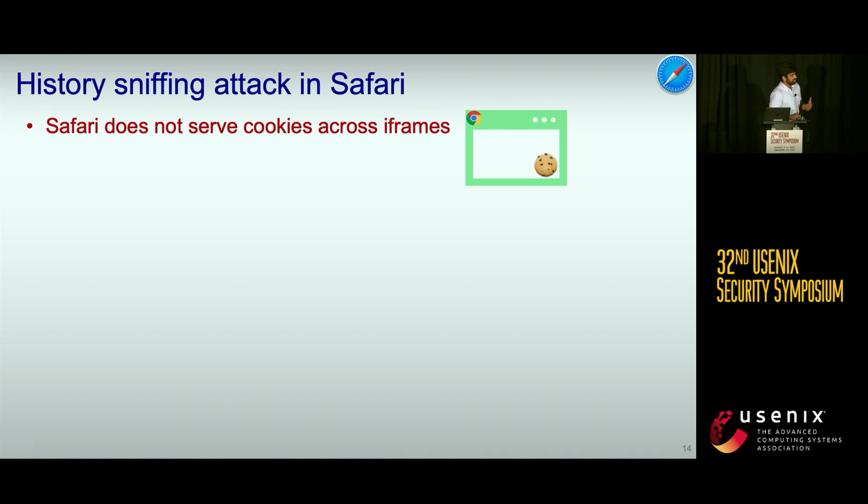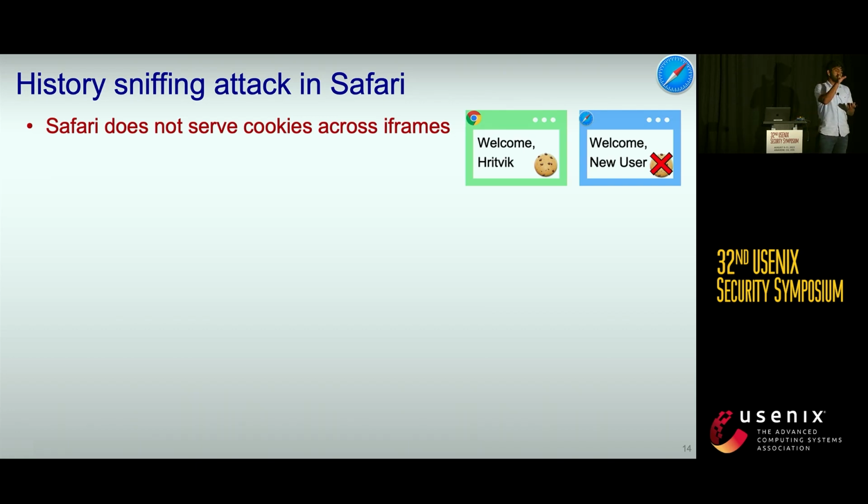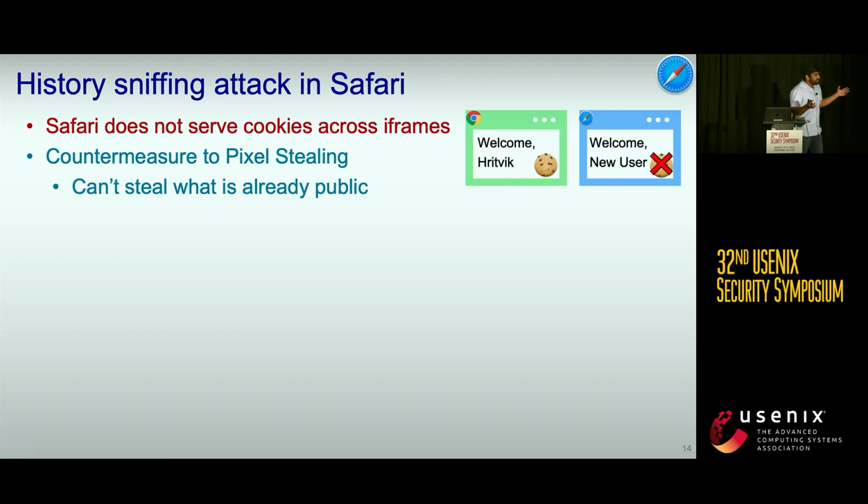What does this mean? This means that Chrome knows about my personal information. So when this embedded iframe is opened, I'll see a personalized message such as welcome Hritvik. Now, when I do the same thing in Safari, because Safari wouldn't serve the cookies to the embedded iframe, I'll see something like welcome new user, which is a generic text. Now, this acts as a countermeasure to pixel stealing because Safari doesn't know any of my personal information and everything it'll show will be public. So we can't steal what's already public, right?